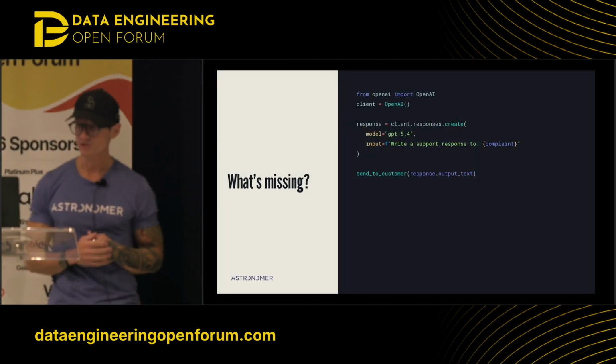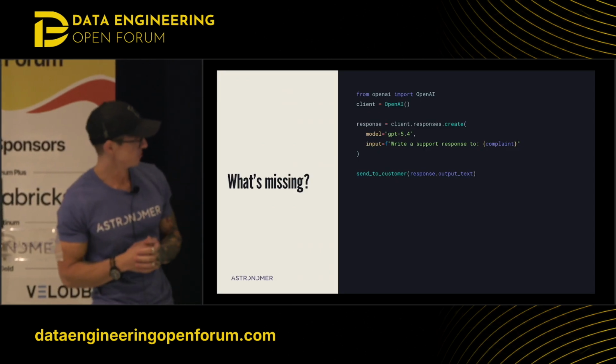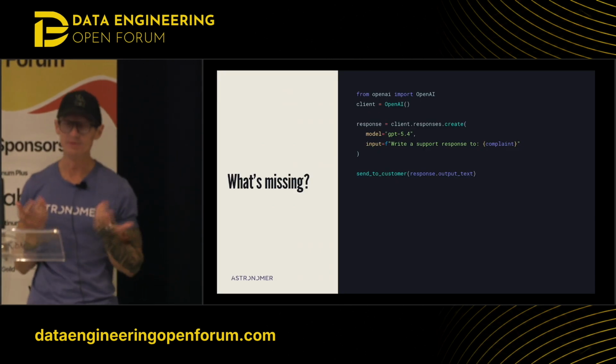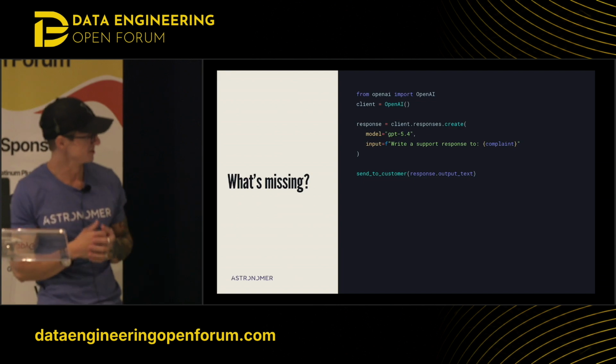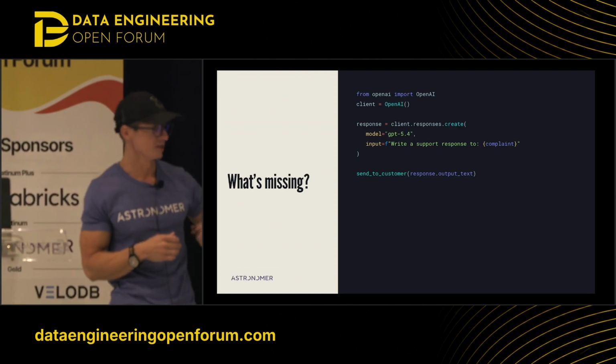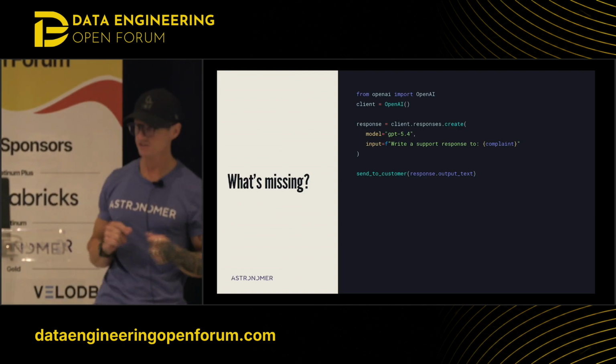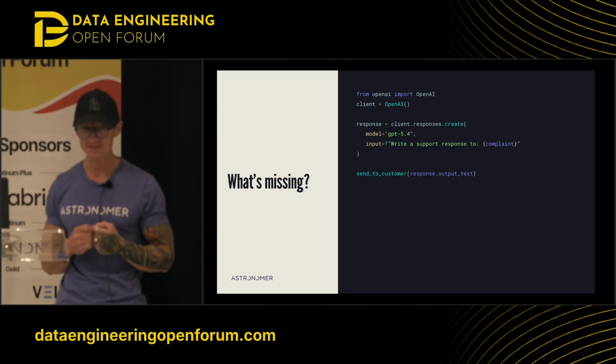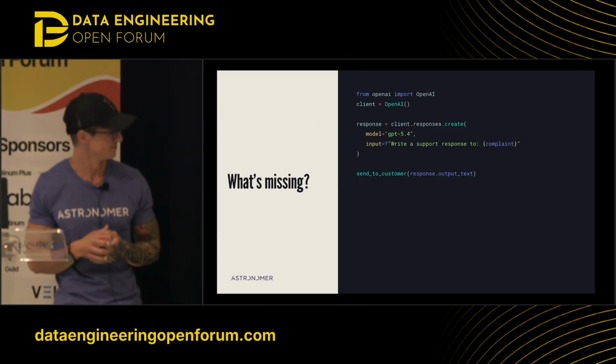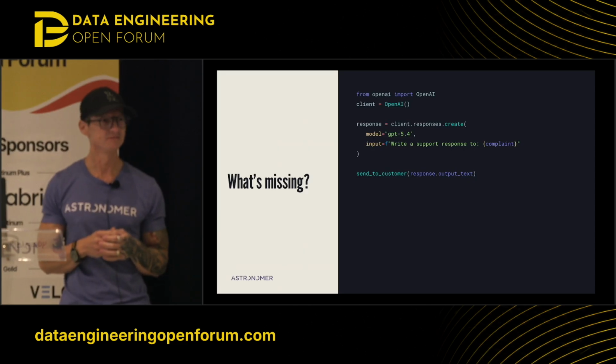Now, I have a question to you, actually. So this is some code I don't need to explain. It's just basic LLM inference, super simple. We get some kind of reply, we send it to the customer, and that's it, right? Do you think this is fine, or is there something missing from your perspective?